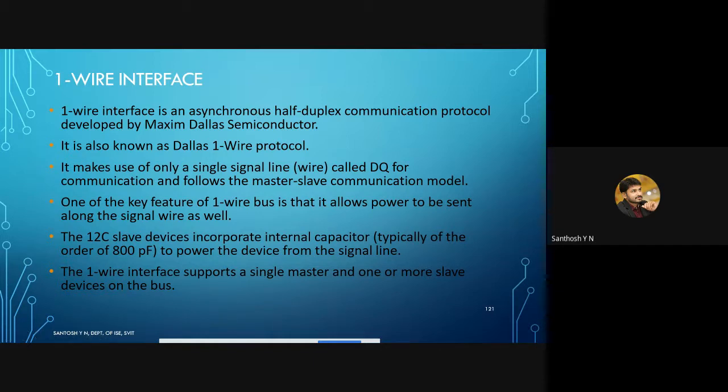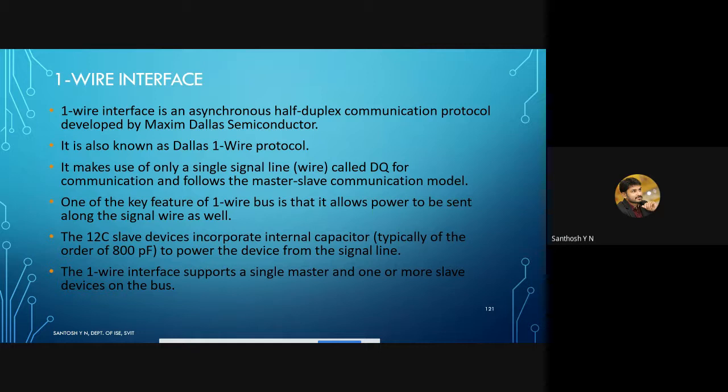Half duplex means, as we discussed in the previous video, the example I have given is a walkie-talkie. Full duplex is the communication that happens through a telephone, where both persons can speak at a time. Half duplex means, like a walkie-talkie, after one person has completed his speech, then another person can start his talk. That is called half duplex. Both persons cannot talk at the same time.